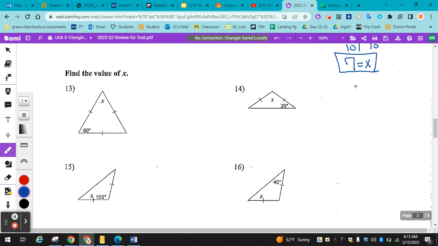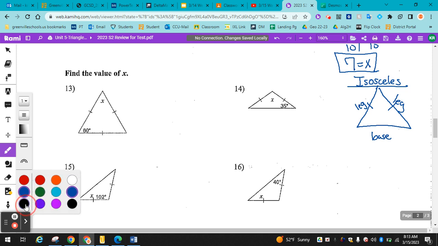All right. Isosceles triangles. We had a whole day on this, yet nobody remembers it. So this is your base. This is your leg. This is isosceles. Isosceles, remember, two equal sides. So your two legs are equal.